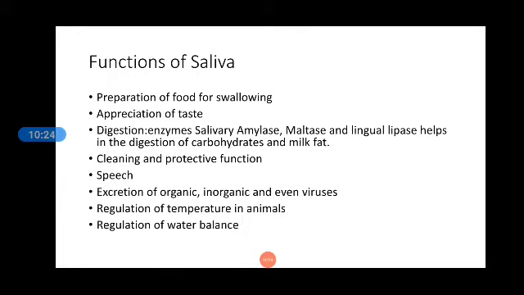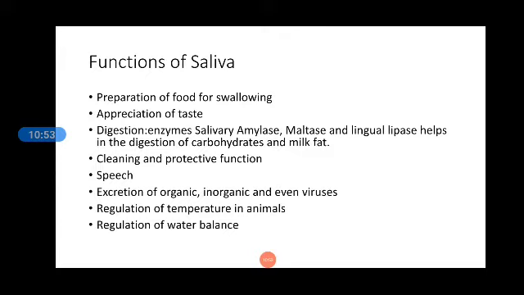Okay. Then next is the regulation of body temperature in animals. In human beings, the saliva does not have much function in regulation of body temperature, but in animals it has some function. We know when a dog is running or cattle are running, what will happen? Excessive dripping of saliva can be seen. When they are panting, this is their main body mechanism to control the temperature.